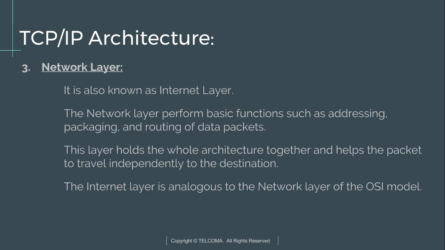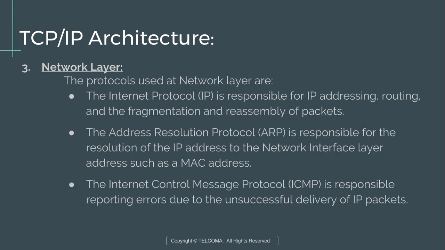Next is the network layer. It is also known as the internet layer. The network layer performs basic functions such as addressing, packaging, and routing of the data packet. This layer holds the whole architecture together and helps the packet travel independently to the destination. The internet layer is analogous to the network layer of the OSI model. The protocols used at the network layer are Internet Protocol, Address Resolution Protocol, Internet Control Message Protocol, or ICMP, and IGMP. Internet Protocol is responsible for IP addressing, routing, and fragmentation and reassembly of packets, whereas ARP is responsible for resolution of IP addresses to the network interface layer address, or the MAC address.